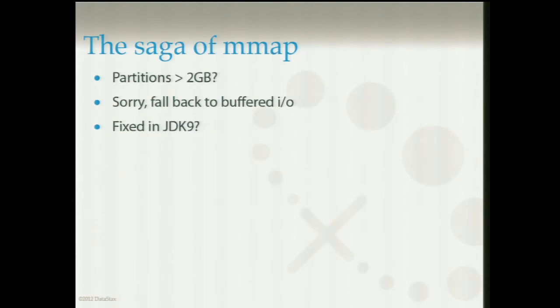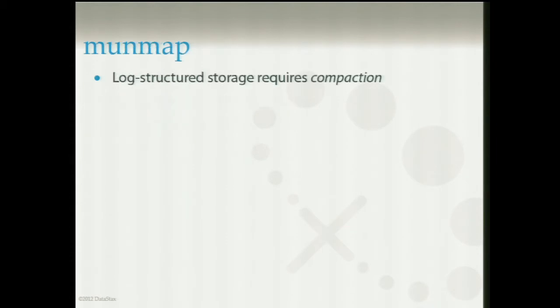In JDK 9, they're supposedly moving to 64-bit array addressing, and hopefully this will be fixed, and we'll be able to clean this up a little bit. So far, we've had to do a little bit of workarounding here, but not too bad. Here's where it gets messy.